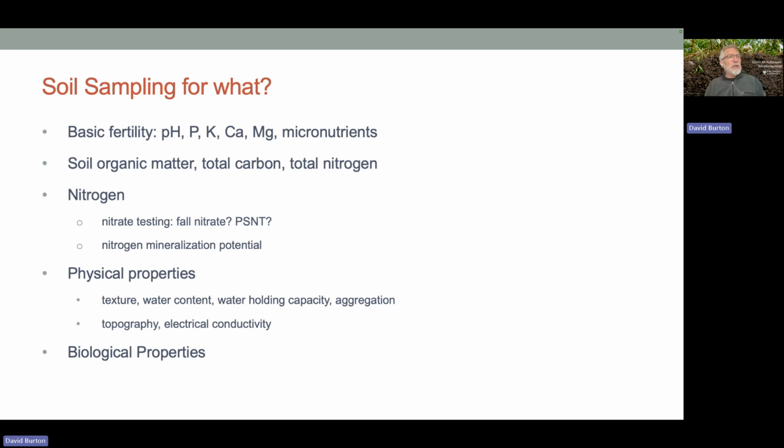And so that can allow us to better understand how that soil exists within that field and how the various regions of the field differ. And we'll talk more about that in a moment.